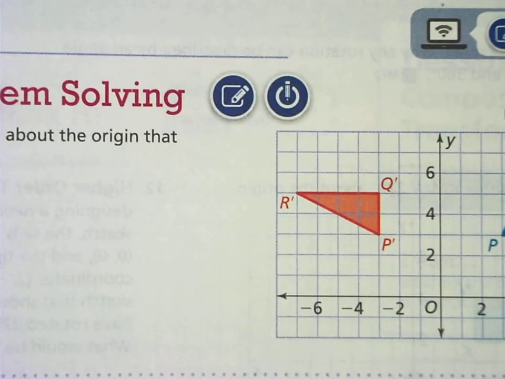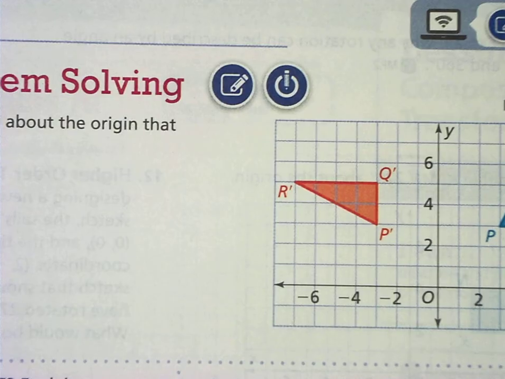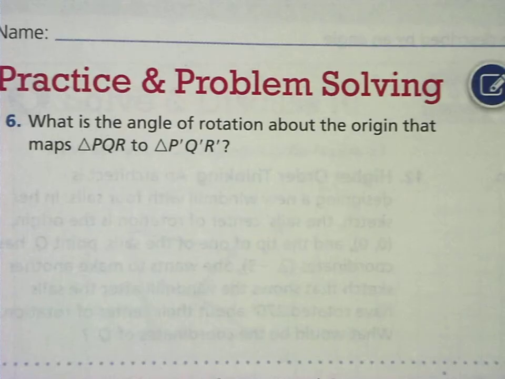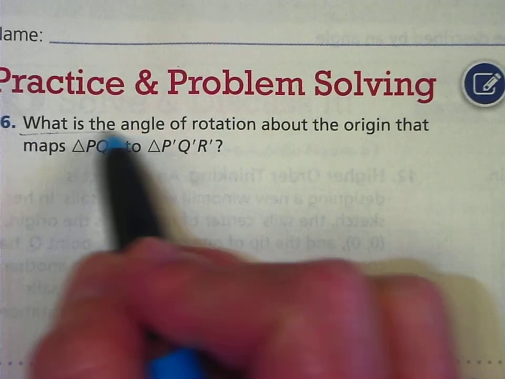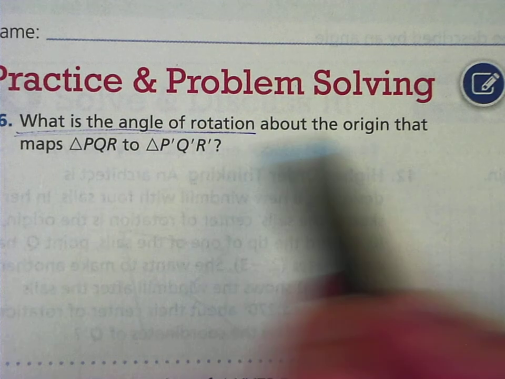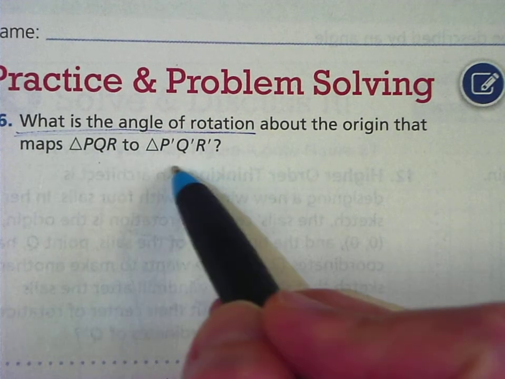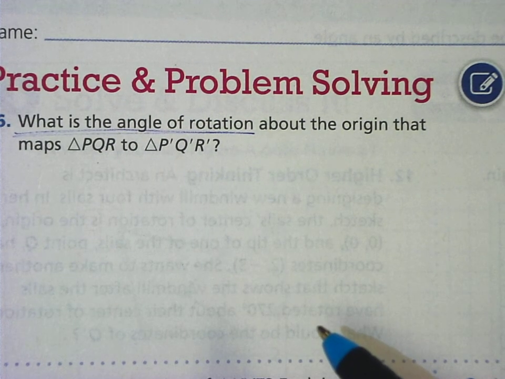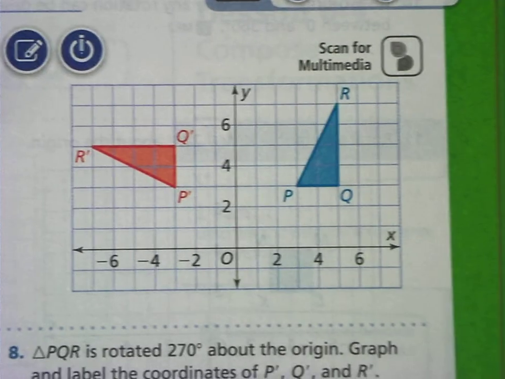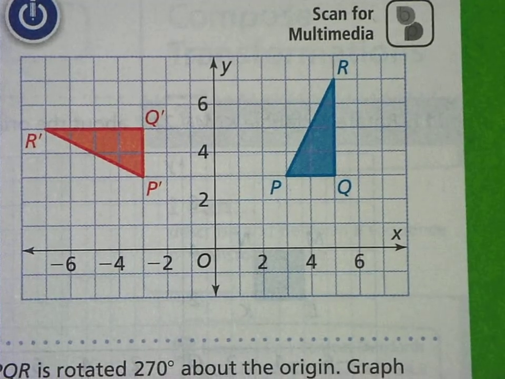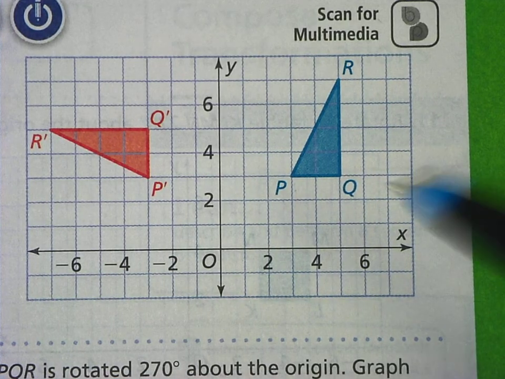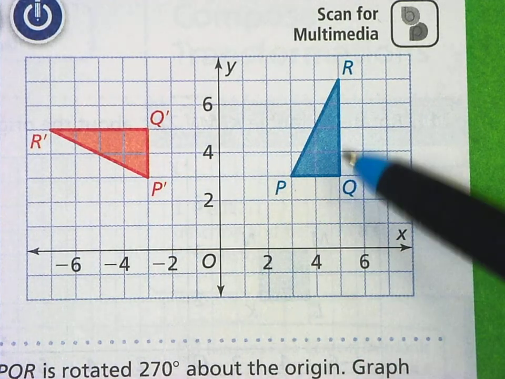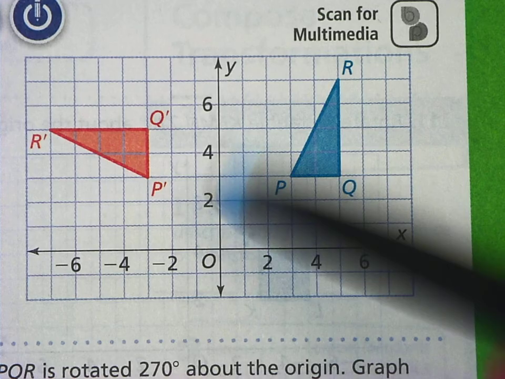Okay, all right, so let's actually take a look at one. Look at number 6 on page 313. It says, what is the angle of rotation about the origin that maps triangle PQR to triangle PQR prime? So what is the angle of rotation, meaning, how many degrees was it rotated? Remember, we always start with our pre-image, the one that does not have the prime symbols. So that's this one. This is your starting figure.